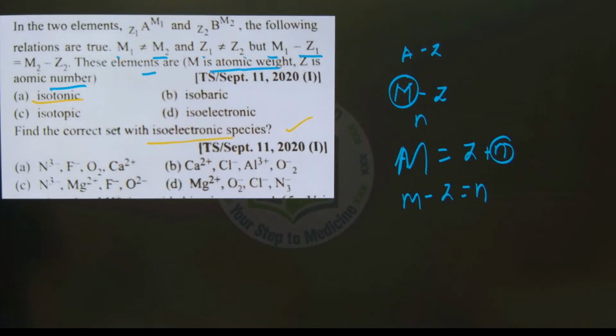Next, tell me the correct set of species having isoelectronic species. Isoelectronic species, just count the number of electrons, it should be the same. We discussed this: 10 electrons, 10 electrons, and in this case these are having 10 electrons, O2 means 16 electrons and Ca+2 means 18. So C is correct only. Check any other option? No.